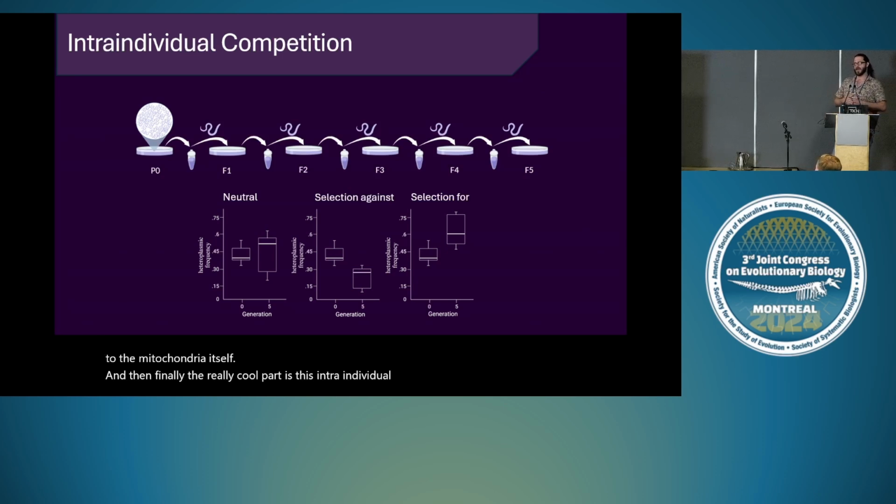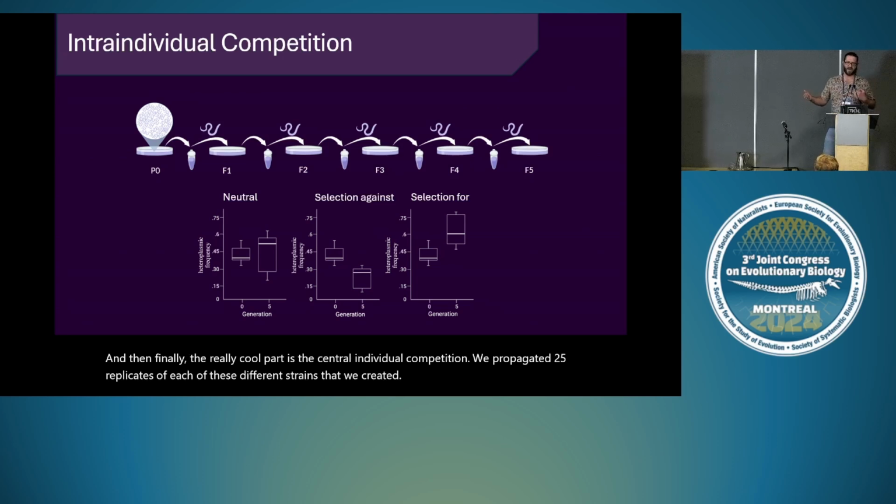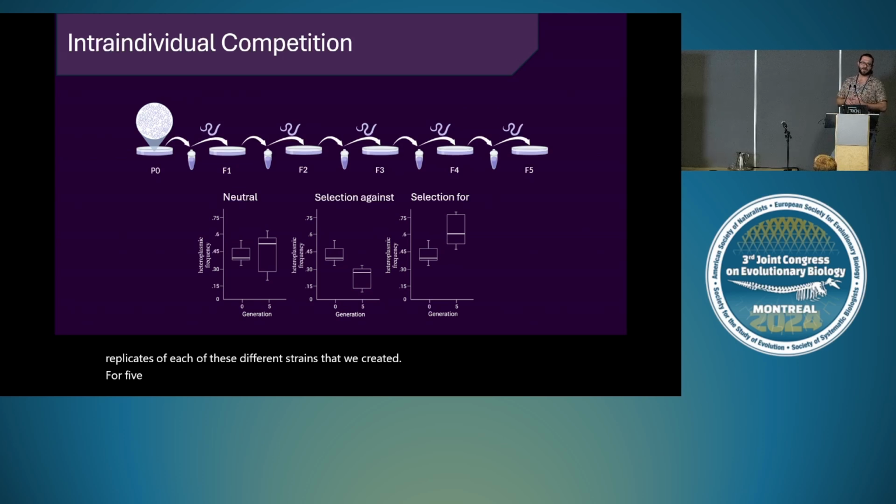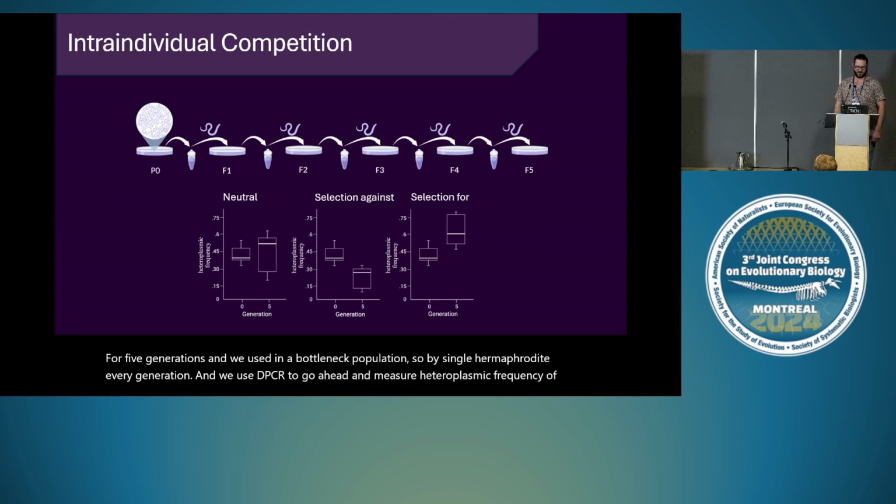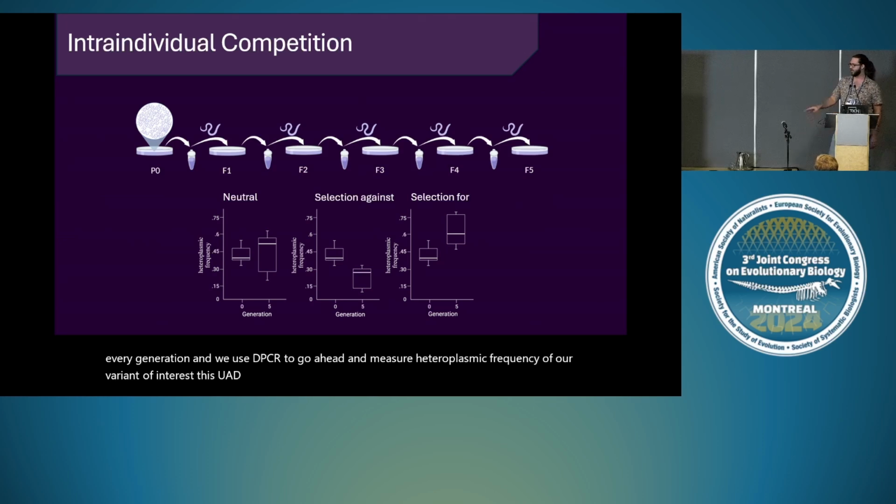We propagated 25 replicates of each of these different strains that we created for 5 generations, and we used DP in a bottleneck population, so a single hermaphrodite every generation. And we used dPCR to measure heteroplasmic frequency of our variant of interest, this UADF5. And we have 3 different predictions for what might happen over that time frame.